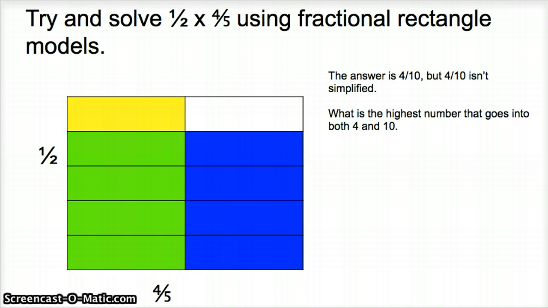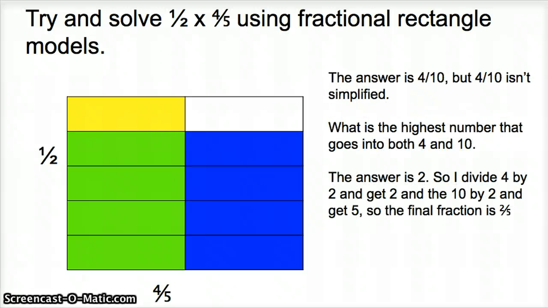So the answer is 4/10, but 4/10 isn't simplified. What is the highest number that goes into both 4 and 10? You should have picked 2. So I divide 4 by 2 and get 2, and divide 10 by 2 and get 5, so the final fraction is 2/5. In this case, it wasn't a word problem, so I'm not answering the question. I'm not putting it in a sentence. The answer is just 2/5.